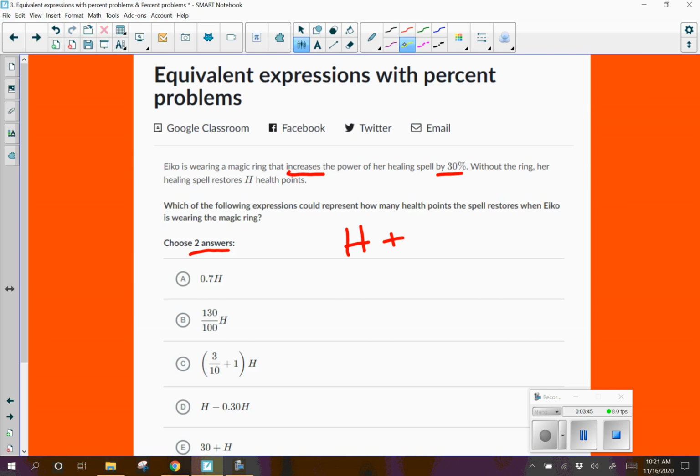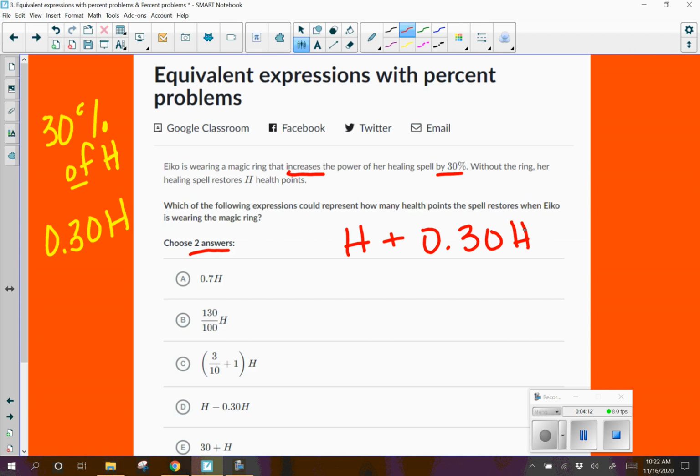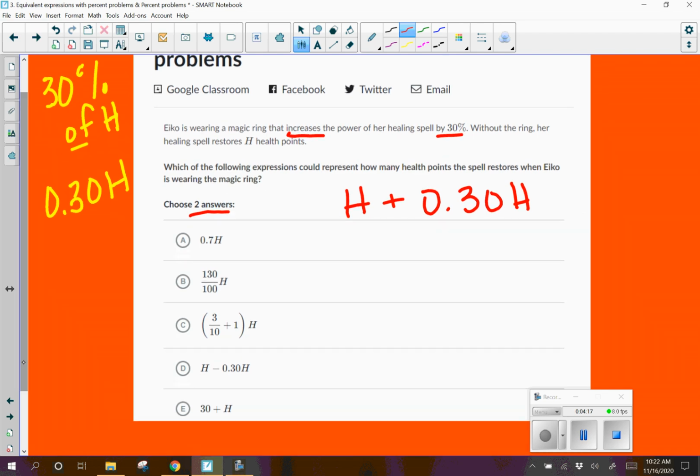And then let's think about this. Well, 30% as a decimal. We want to find, first of all, 30% of H. And 30% as a decimal is 0.3 or 0.30. Of, again, is multiplication, just like we discussed in the previous example. So we're going to be adding 0.30H. So we're looking for something that's going to look like this. Notice two correct answers again. Just like in the last one, if you have a variable by itself, it's understood that there's a 1 there.